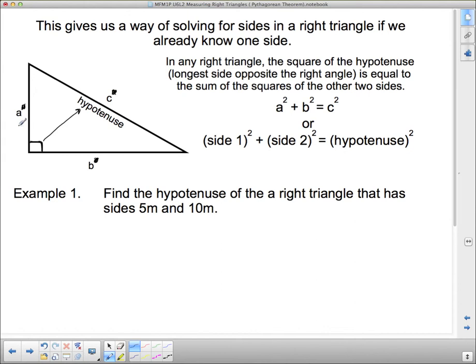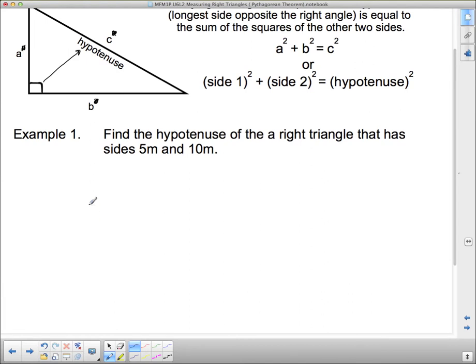I could have called this one up here B, and I could have called this one down here A. It does not matter which one is which as far as the Pythagorean theorem is concerned. What really matters is that C in the Pythagorean theorem is the hypotenuse. So example number 1, find the hypotenuse of a right triangle that has sides 5 meters and 10 meters.